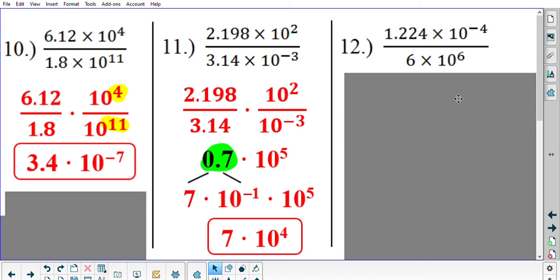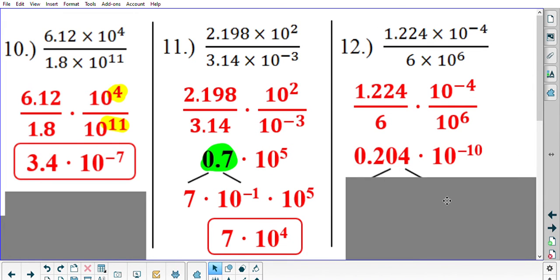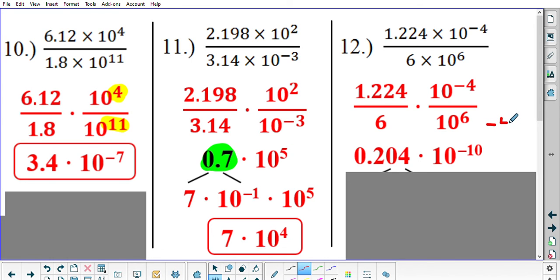Problem number 12. Again, 1.224 divided by 6 is going to give you 0.204. 10 to the negative fourth divided by 10 to the sixth, you would do negative 4 minus 6. Now, once again, how good are you at subtracting with negatives involved? When you have negative 4 and you subtract away the 6, again, subtraction is the same as adding the opposite, and so this is why it's going to give you an exponent of negative 10.